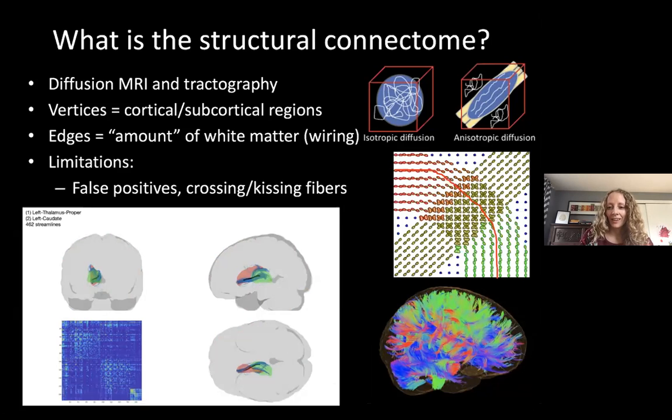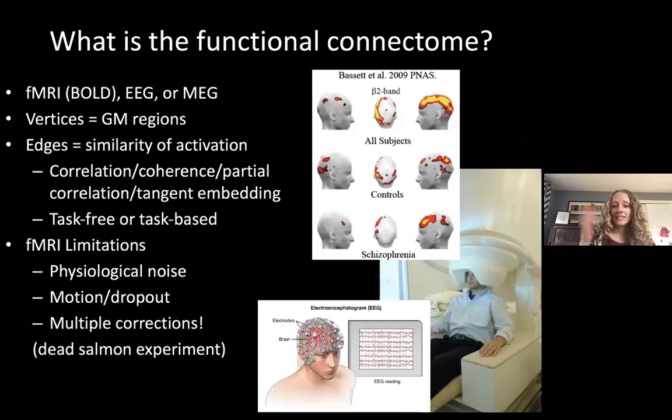Okay. The functional connectome, as I said, is looking at coactivation patterns over time, either using fMRI, EEG, or MEG. They can either be task-free or task-based. And of course, there are some limitations. This also exists in diffusion MRI too: some physiological noise, motion and dropout, and of course, multiple comparison correction.